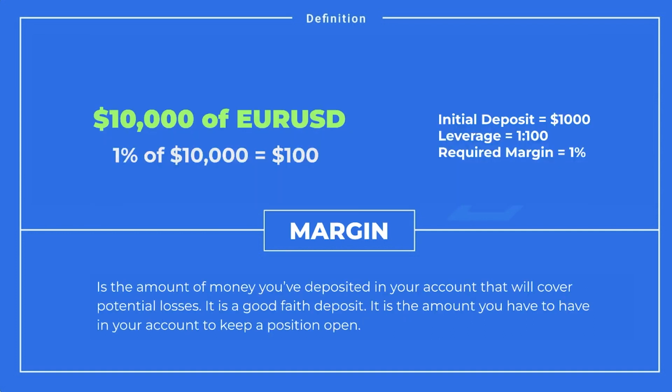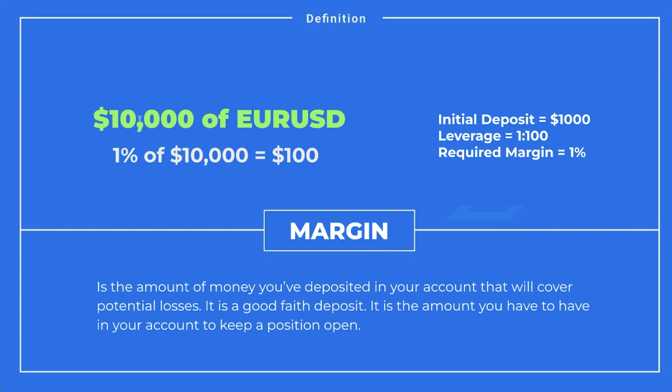Okay. All right. Now, what is the margin? As I mentioned, the margin is the amount of money you've deposited in your account that will cover potential losses, right? It is a good faith deposit. It is the amount you have to have in your account to keep a position open. So let's look at the numbers. You have an initial deposit of 1,000. Your leverage is 1 to 100, meaning the required margin in your account is 1%. Okay. 1% of whatever you're purchasing.